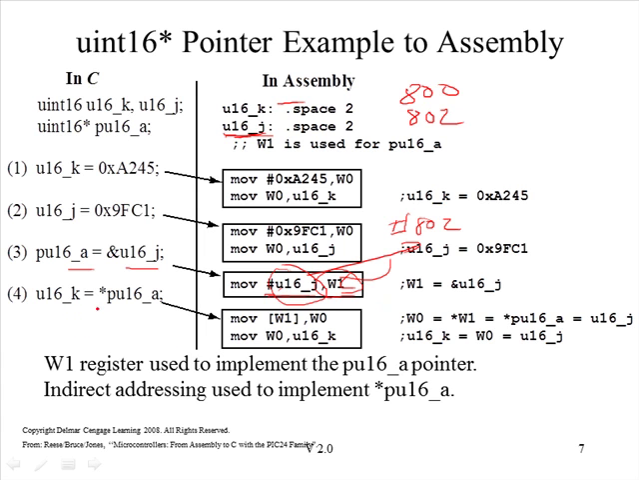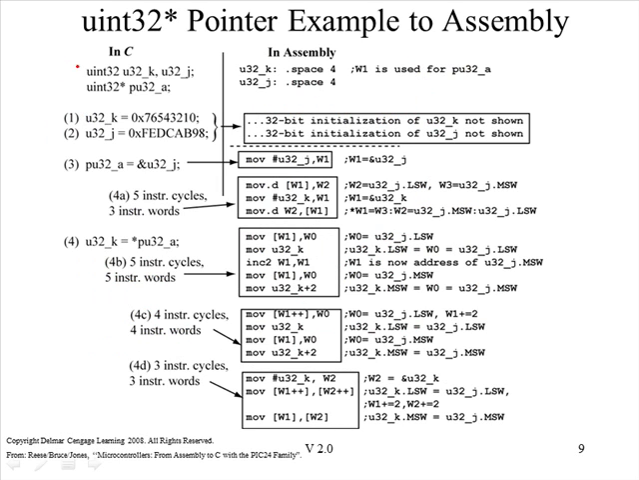Then at this point we'll say move the contents of what A is pointing at to K. So we're going to do that via an indirect addressing mode, just a register indirect. This is essentially the same as saying move indirect through pointer A. Well, W1 has the address of J, so we're saying move register indirect W1 to W0, then move that to K.